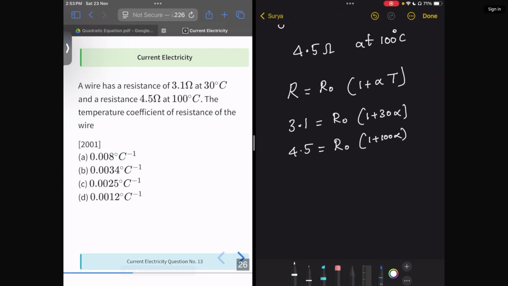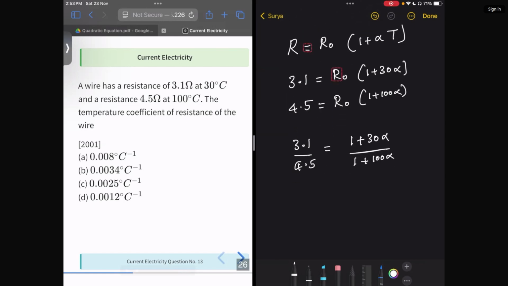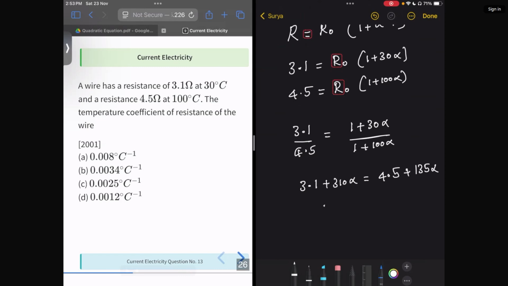When you divide both, 3.1 divided by 4.5 is equal to 1 plus 30 alpha divided by 1 plus 100 alpha. So if you calculate, 3.1 plus 310 alpha equals 4.5 plus 3 into 45, 135 alpha. So 310 alpha minus 135 alpha equals 4.5 minus 3.1.